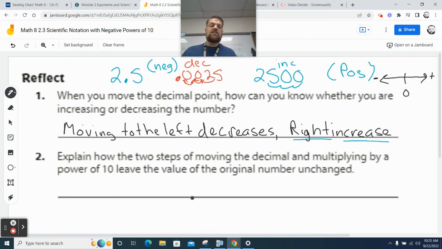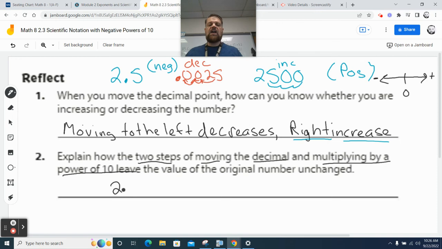Question number 2 says, explain how 2 steps of moving the decimal and multiplying by a power of 10 leave the value of the original number unchanged. Well, so it says, explain how moving two, well, let me read this again. Explain how the 2 steps of moving the decimal and multiplying by the power of 10, the value of the number doesn't change. I'm going to reword the question.